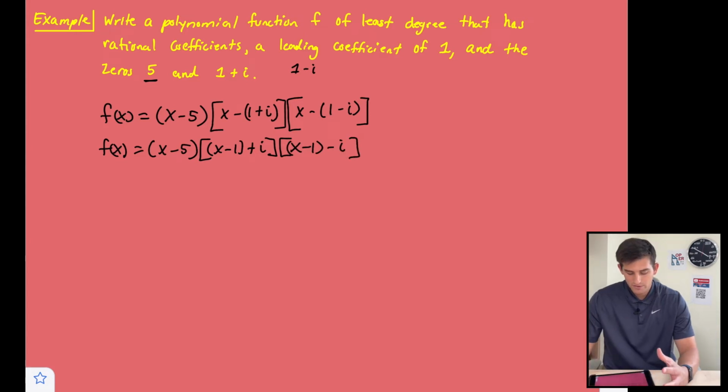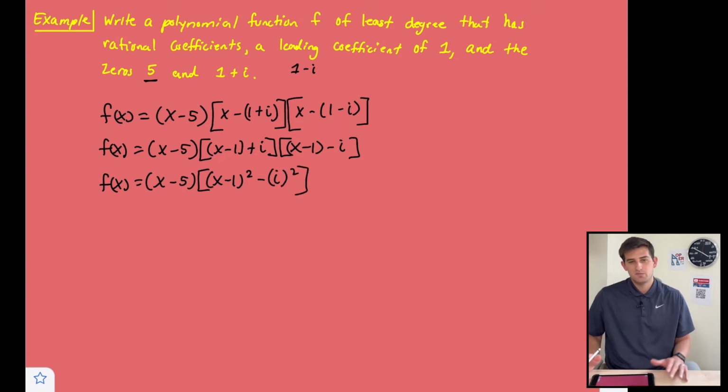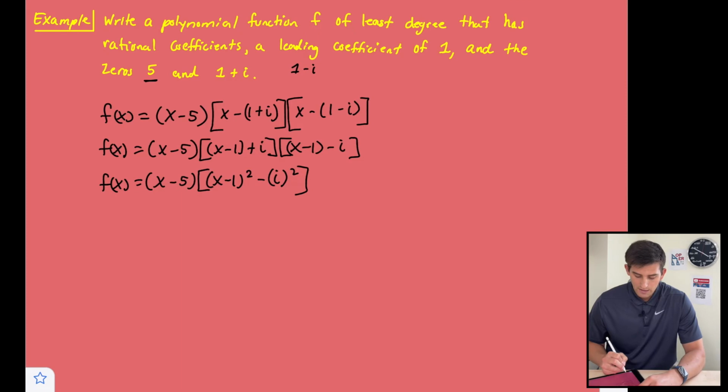So now what we've done is we've created the sum and difference pattern. Notice we have x minus 1 plus i times x minus 1 minus i. Once we have the sum and difference pattern, we can multiply that to give us the difference of two squares. So that's going to be x minus 1 quantity squared minus i squared. So now we can simplify what's in the brackets a little bit. We have the square of a binomial, so we can factor that as a perfect square trinomial, and we know that i squared would be negative 1.